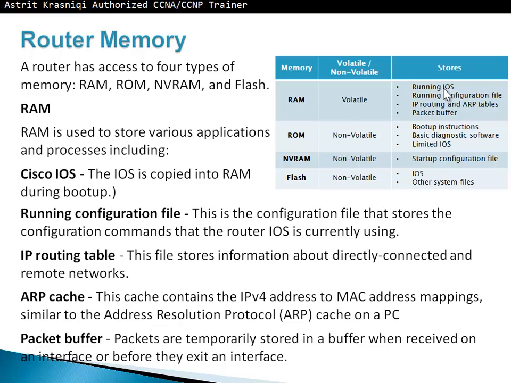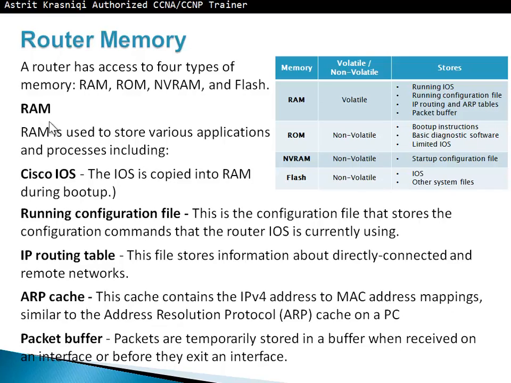Same with PCs as well. Whether it's Windows 7, 10, 8, Vista, or whatever you have, it's retained on the hard disk when the computer is off. When you switch the computer on, it reads the operating system from the hard disk, and the whole operating system is copied into RAM. So your whole operating system is running from RAM.